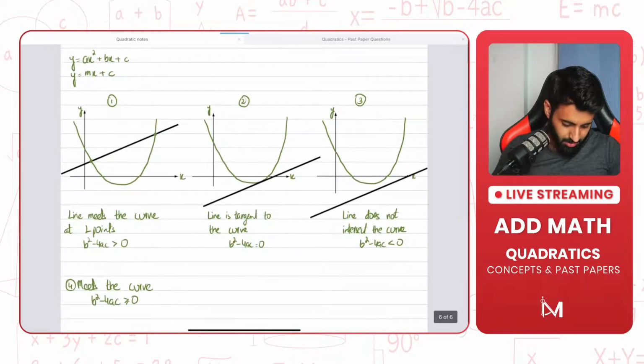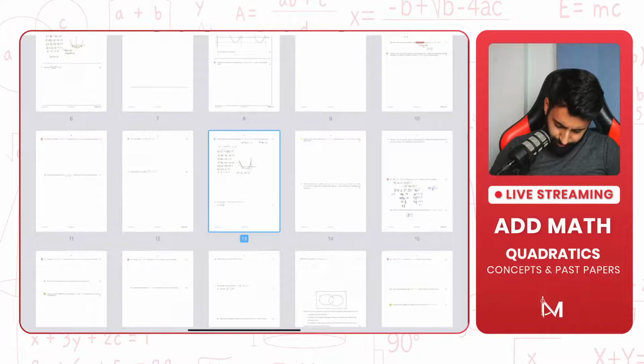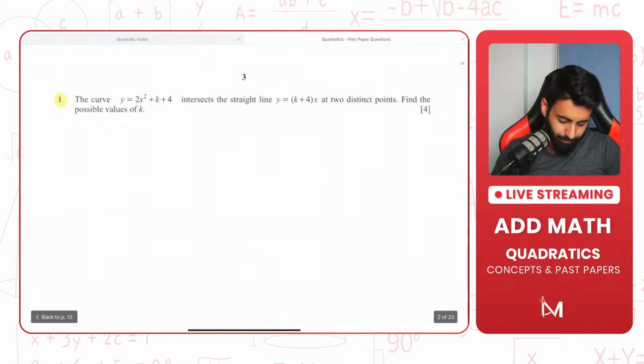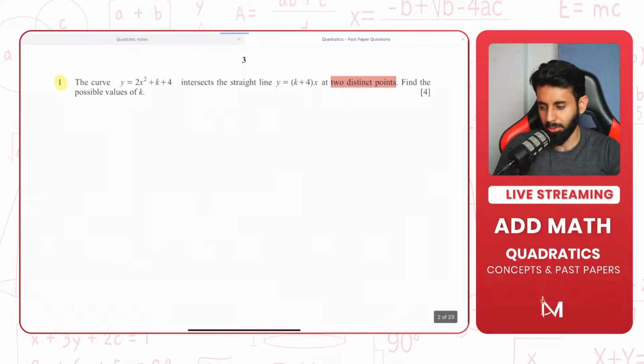So let's practice some past paper questions to see what's what. Okay, so it says here the curve y equals so and so intersects the straight line so and so at 2 distinct points. So keywords, 2 distinct points. What are we going to do because of 2 distinct points? What are we going to do with the discriminant? Greater than 0, less than 0, equal to 0.